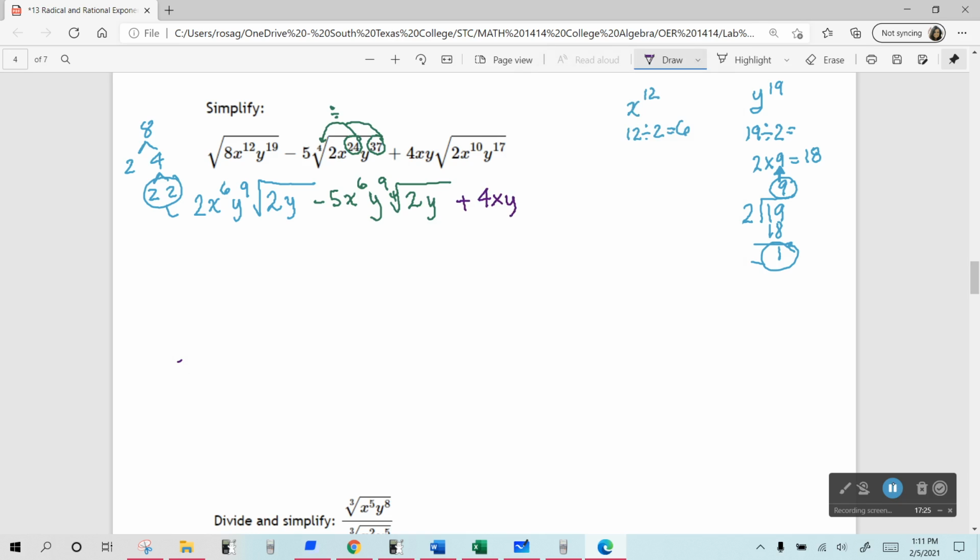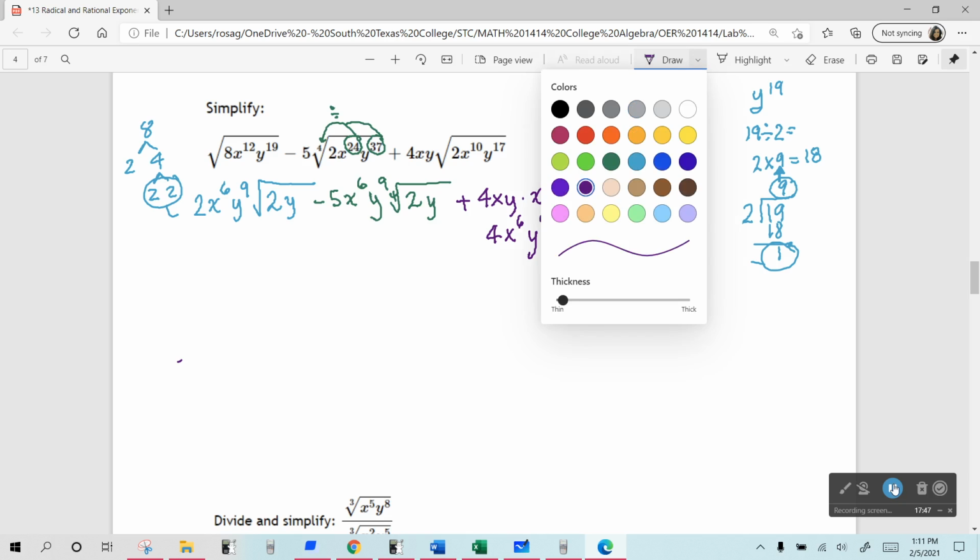But we can do the 10. The 10 would be x to the 5. And then the y, 17, that's 8, right? And we have 1 left. Like that. So this ends up being 4x to the 6, y to the 9.